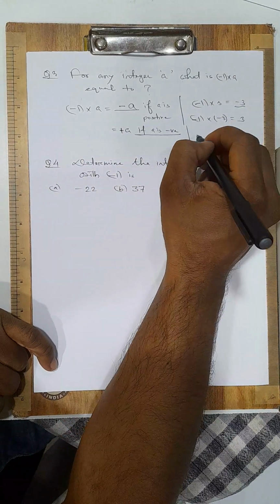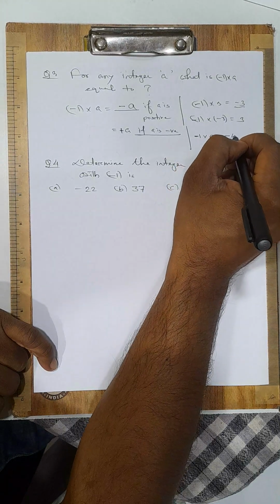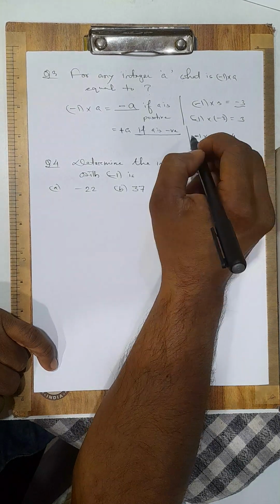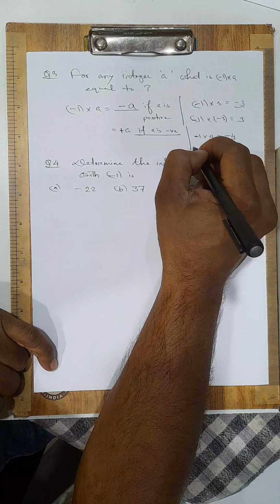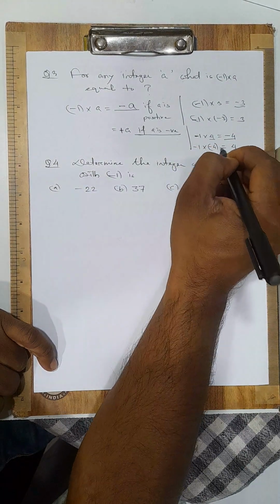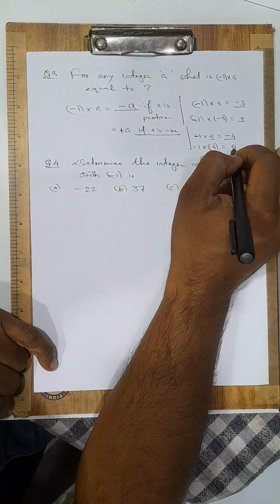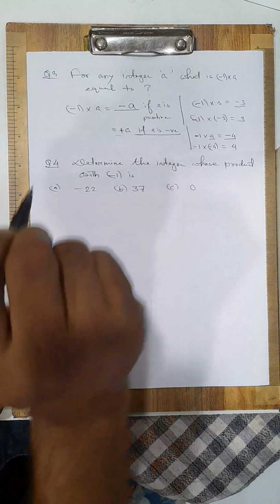Right? Just see again one example. Minus 1 into 4 equal to minus 4. The answer is negative since a is positive. Again, minus 1 into minus 4 equal to plus 4. Minus minus plus. So when a is negative, the answer is positive. Right?